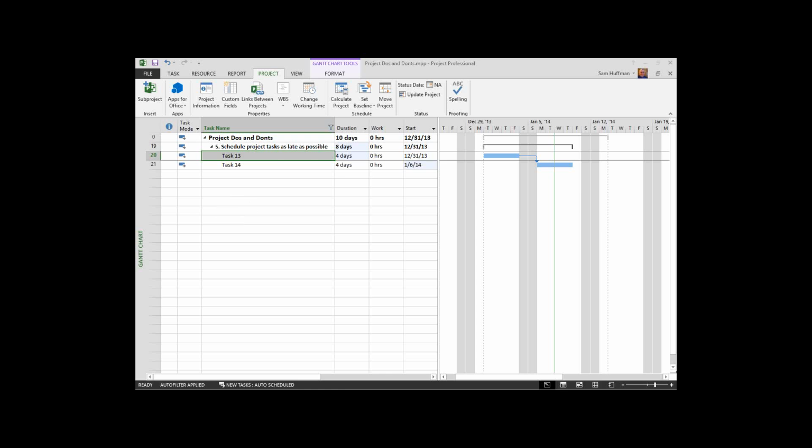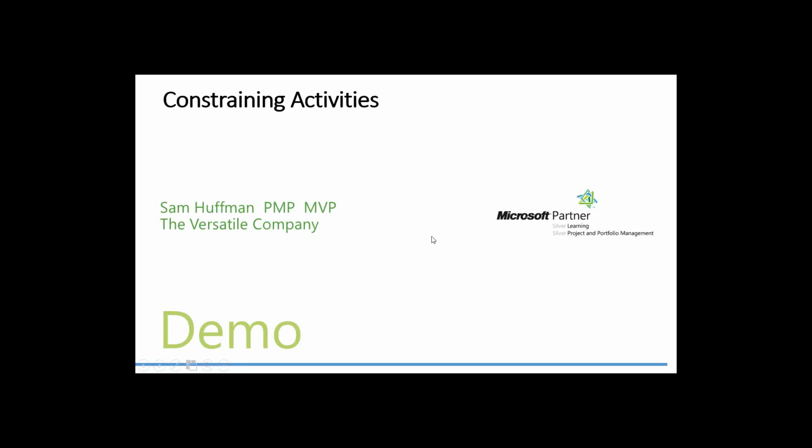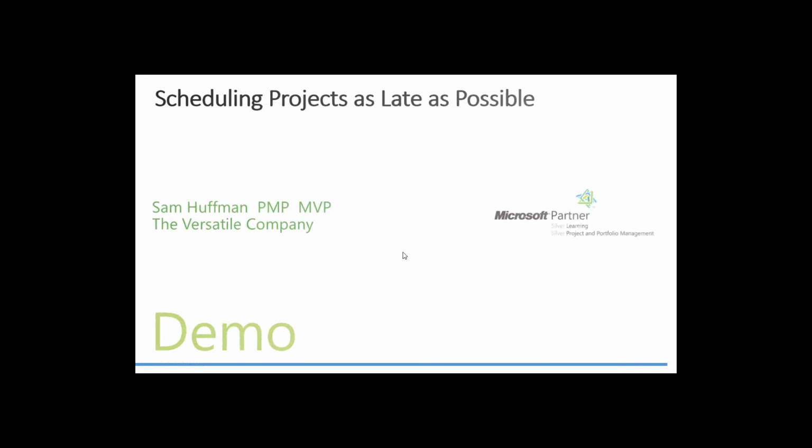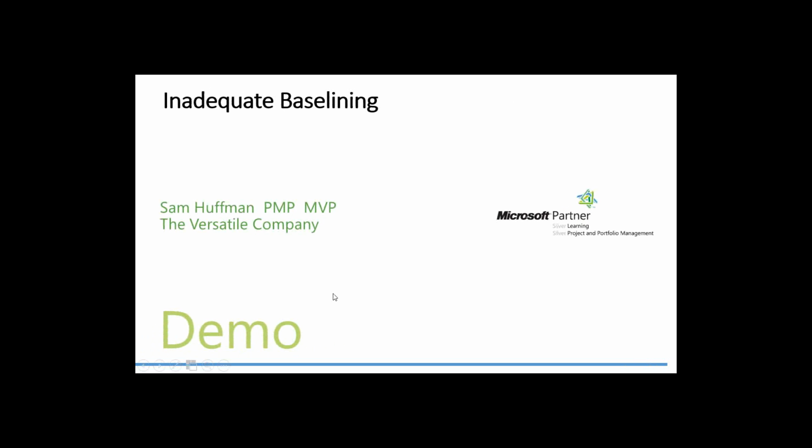Get to our next item on our list. This one is one of my favorites. It's inadequate baselining. Now, baselining, for those of you that don't know, is taking a snapshot of an existing schedule so that as the tasks in the project occur and are tracked, you can compare the existing state of the project with the baseline state of the project. So you get a feel for where there is variance between the two.